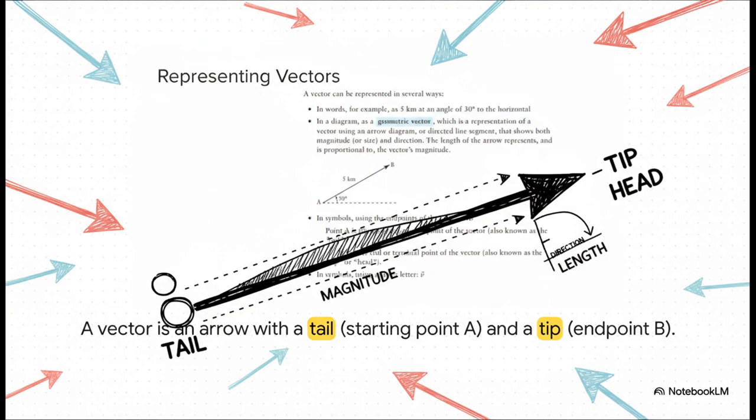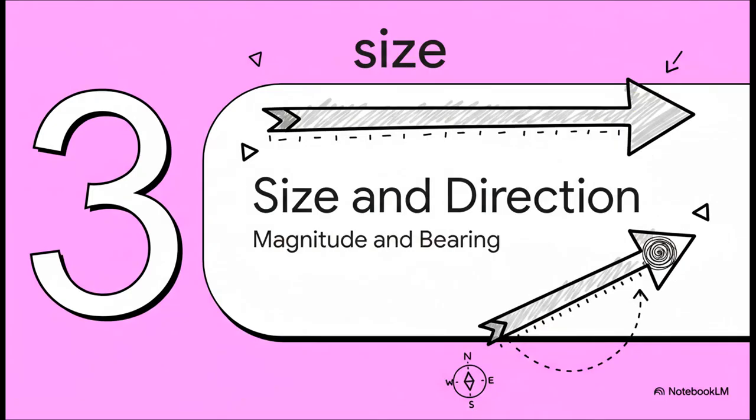An arrow is the perfect way to visualize this. A vector has a starting point, which we call the tail, and an end point, the tip or the head. How long the arrow is, that's its magnitude. A longer arrow means a bigger number. And of course, whichever way the arrow is pointing, well, that's its direction. Simple, but so powerful. So we have this arrow. But in math and physics, we need to be a little more precise than just long or pointing that way. So how do we formally define those two key parts, the size and the direction?